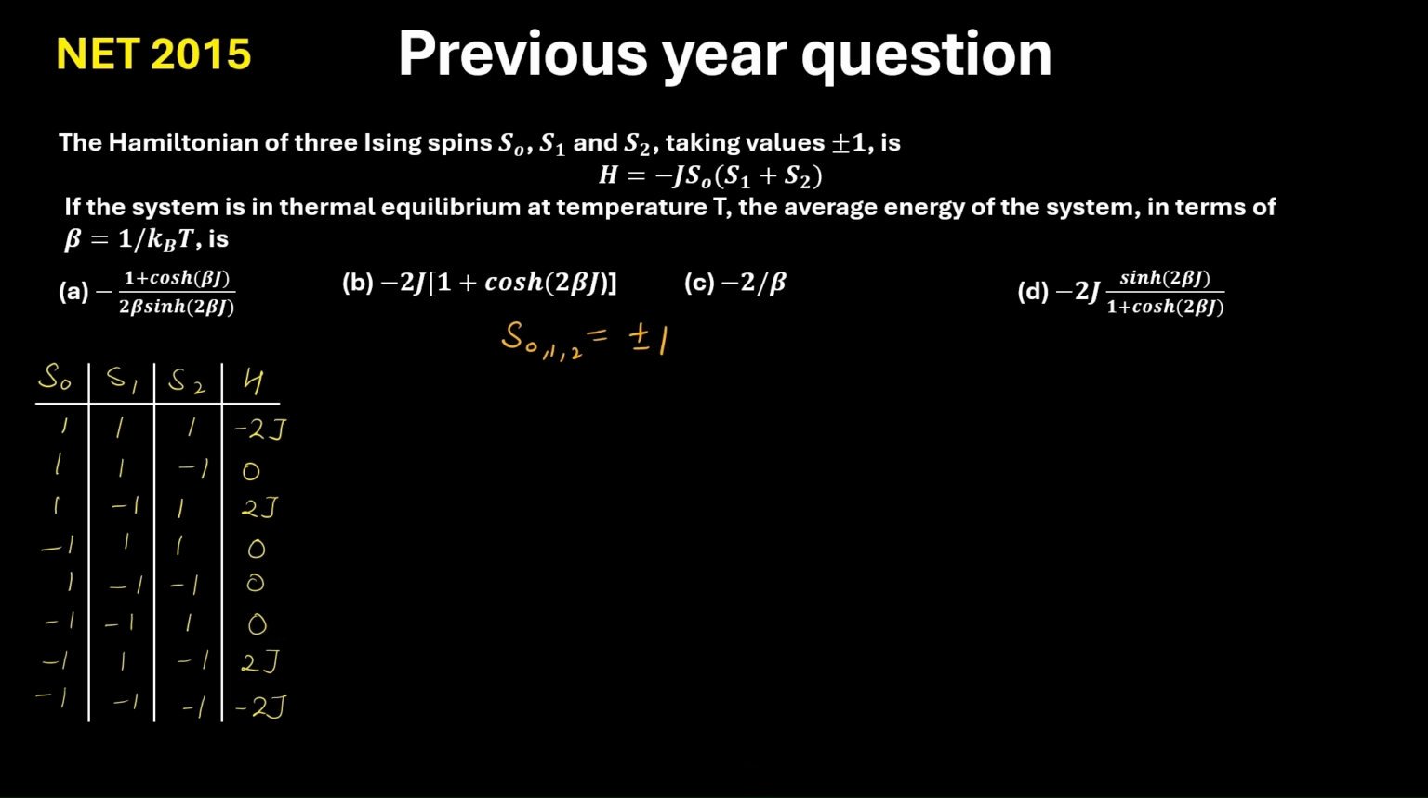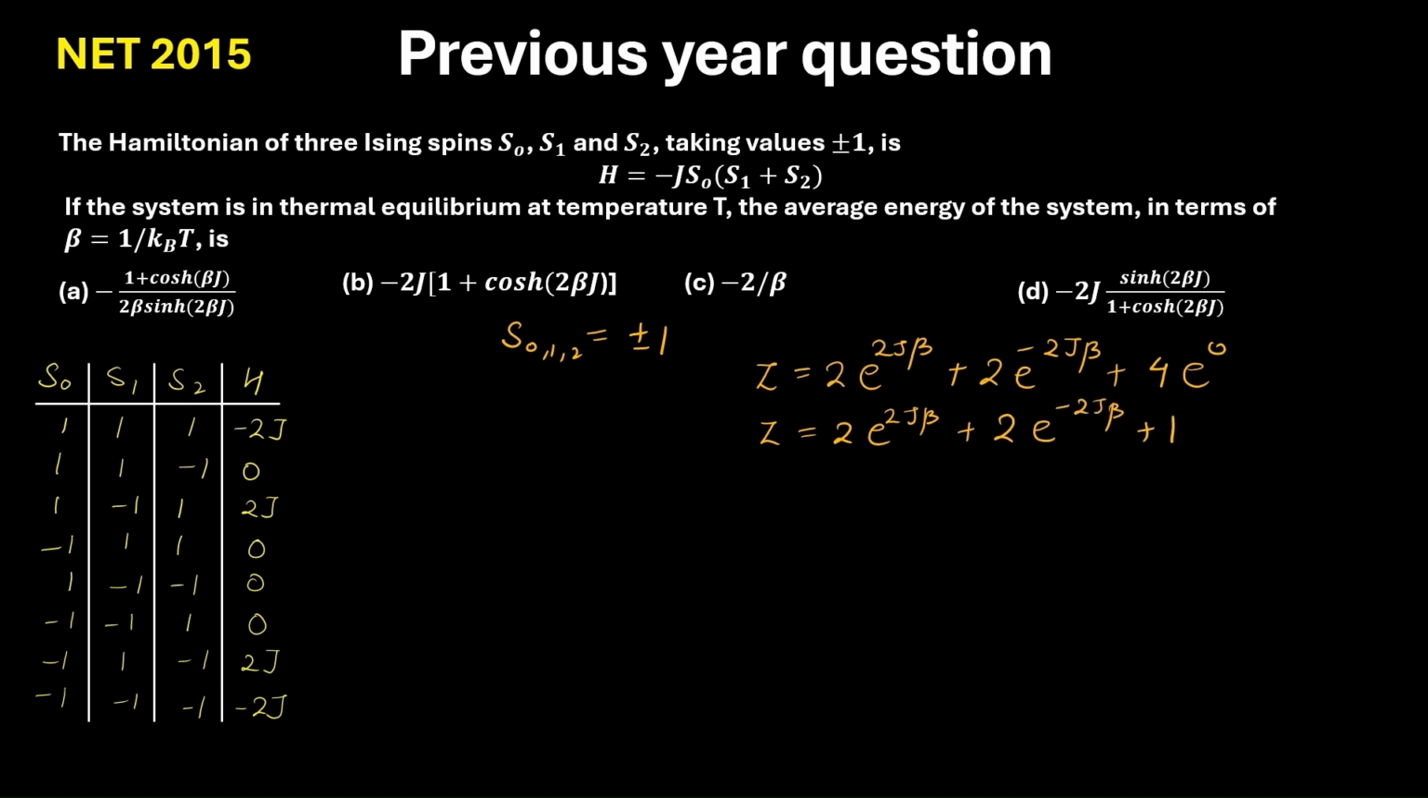Now we can write the partition function. So the partition function will be equal to 2e to the power 2J beta plus 2e to the power minus 2J beta plus 4e to the power 0. So you get 2e to the power 2J beta plus 2e to the power minus 2J beta plus 4. So this is the partition function.